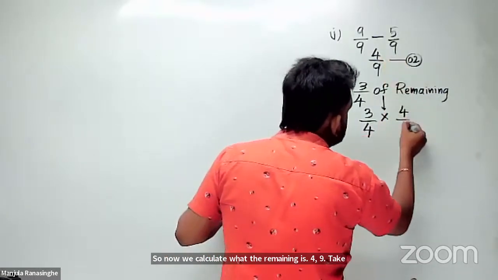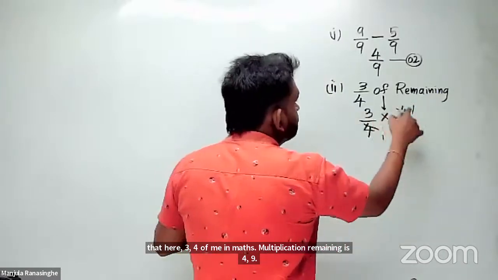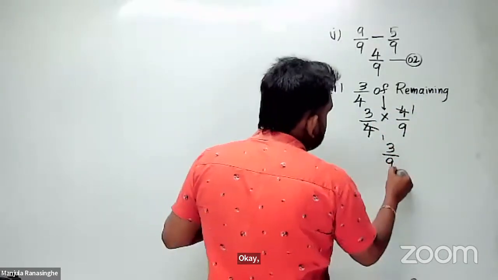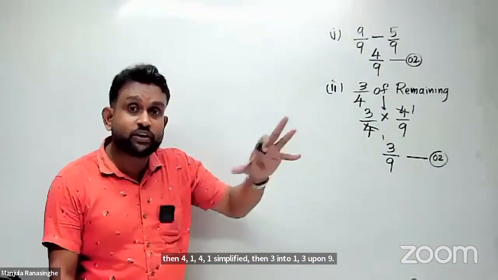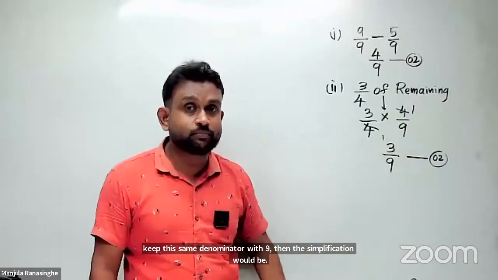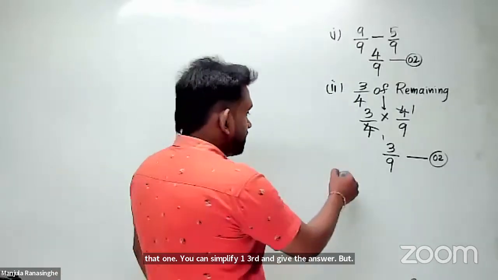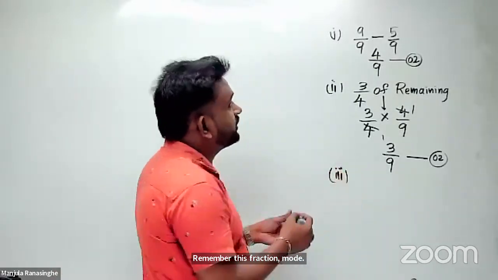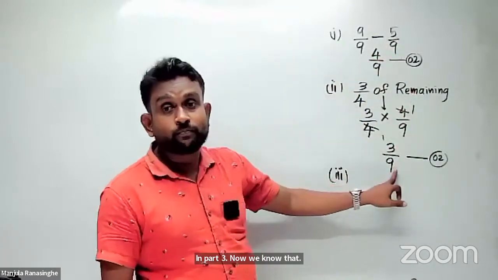Remaining is 4/9. Then 4 over 4 simplifies to 1, then 3 into 1, 3 upon 9. But keep the same denominator, 9, then the simplification would be easy. For that one, you can simplify to 1/3 and give the answer. But remember this fraction more. Okay, 2 marks.